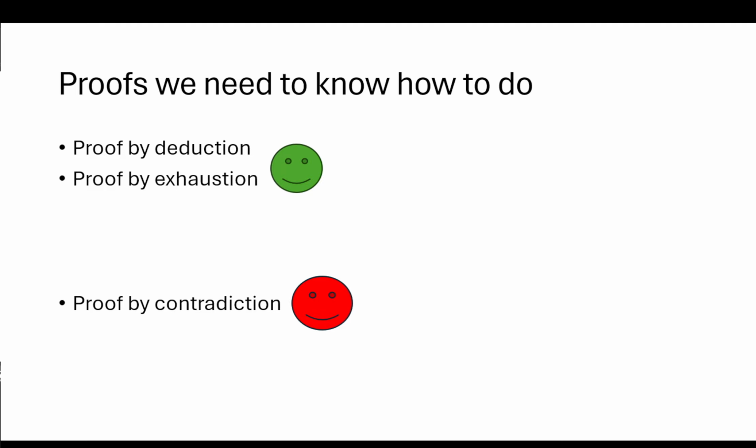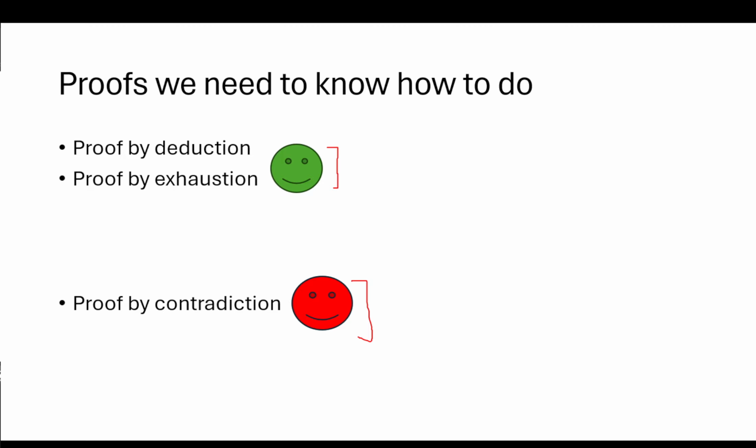There are 3 proofs that you need to know. In these videos I'm going to be using a smiley green man or a smiley red man. The smiley green man is pretty easy and self-explanatory, but I'm still going to go through it. The red man means it's pretty hard. It's probably one of the hardest topics in the whole OCR MEI A specification.